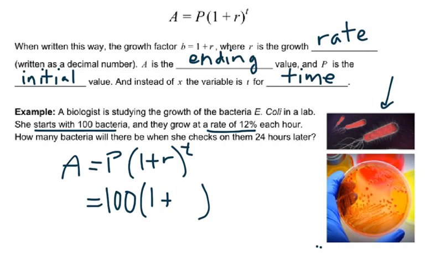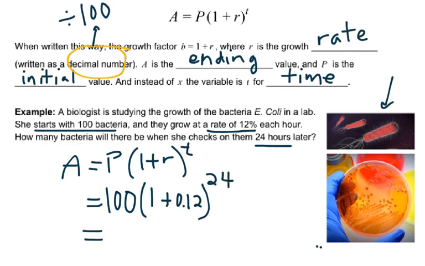Now instead of just 12 though, remember this has to be as a decimal number. So remember back here. So we've got to convert 12% into a decimal. So that's going to be 0.12. And remember, you can always convert a percent into a decimal by dividing by 100, or moving the decimal over 2 places to the left. And so then finally we need our t value, time. And so it says she checks on them 24 hours later, and so that is our t value. So then we've got this nice expression here, and all we need to do is plug it into a calculator.